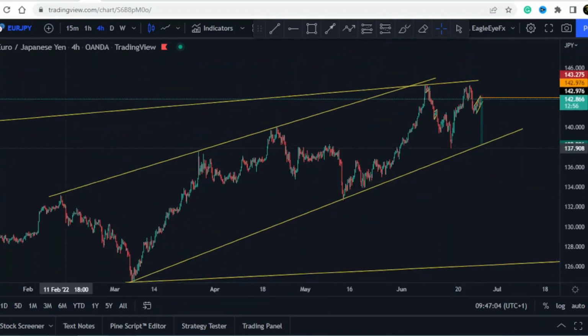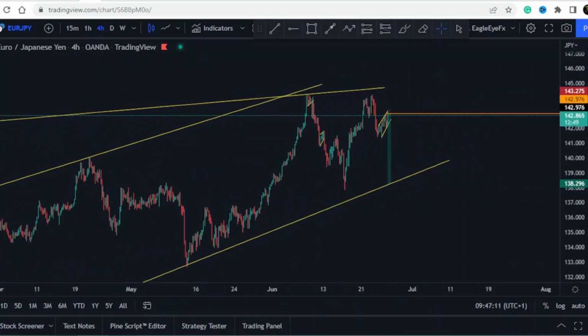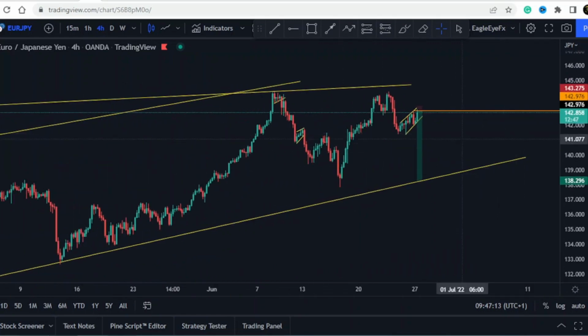So you can see the structure. We have got several touches over here. As this market came over here, we were able to catch some moves here. There are certain moves here that we caught. You can see there was a flag here, there was another one here.